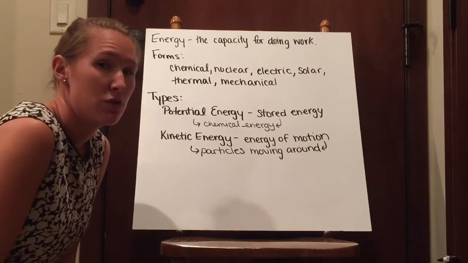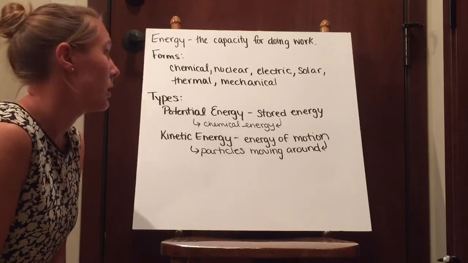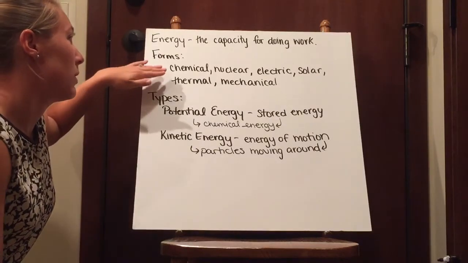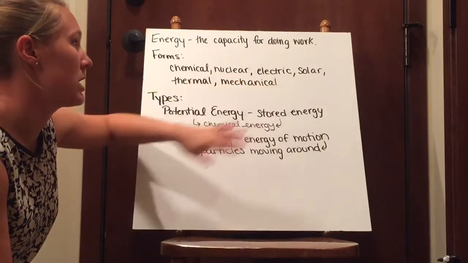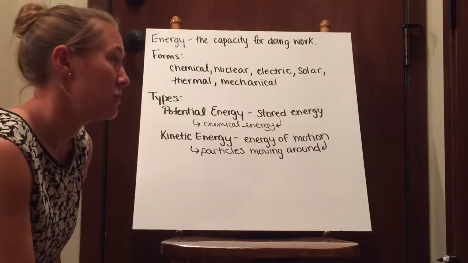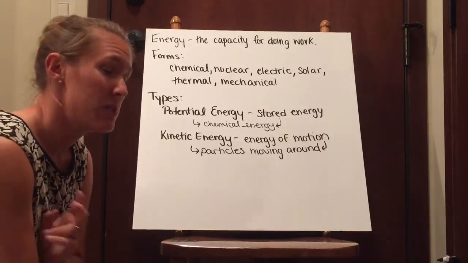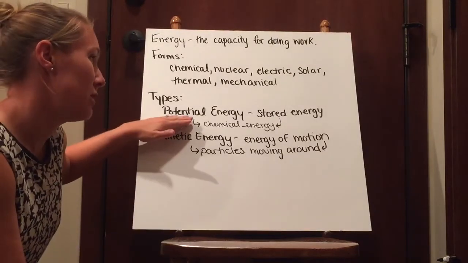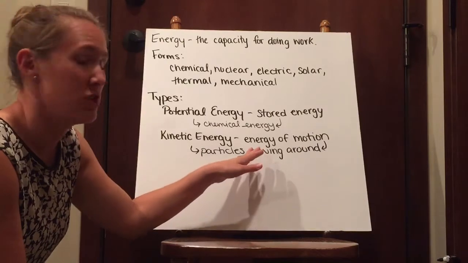There are two major forms of energy, and energy is really the capacity for doing work. We can have different forms. There is chemical, nuclear, electric, solar, thermal, and mechanical, which are all different types, or different forms, of energy. There are two different types of energy: potential energy, which is stored energy, and kinetic energy, which is the energy of motion.